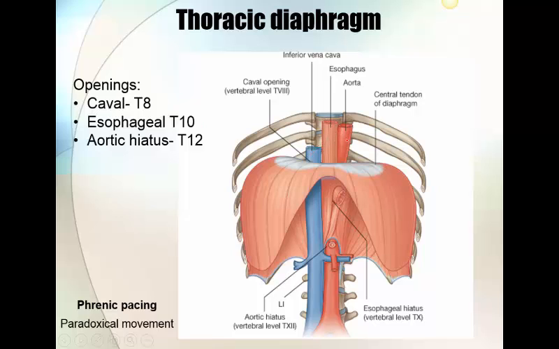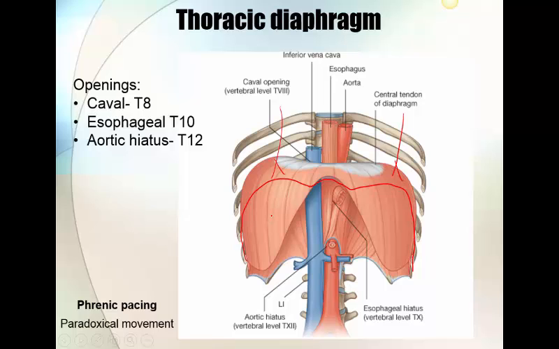These are the levels at which these openings are. And when the diaphragm contracts, the diaphragm actually descends. So from this position, when the diaphragm contracts, it descends, and both domes, both parts of the diaphragm, are supplied separately by a phrenic nerve of each side.